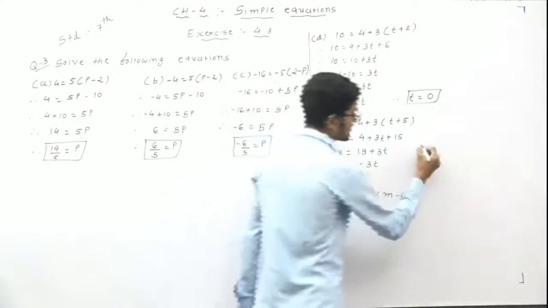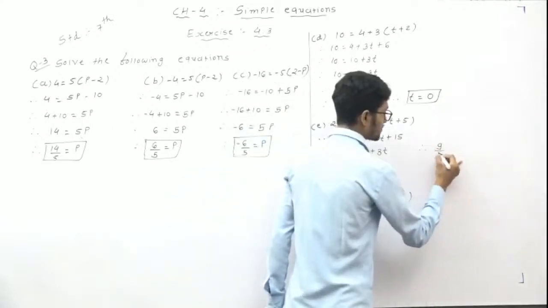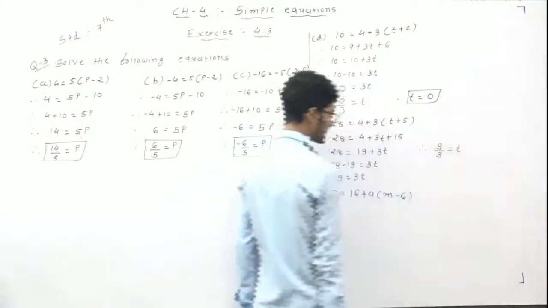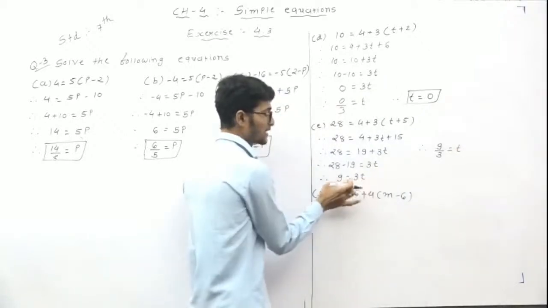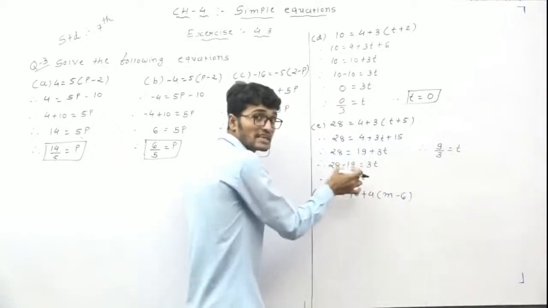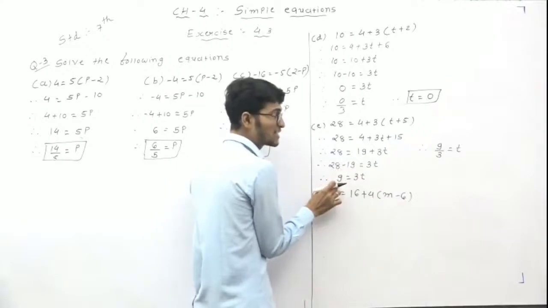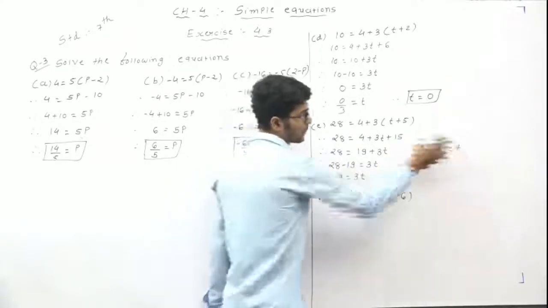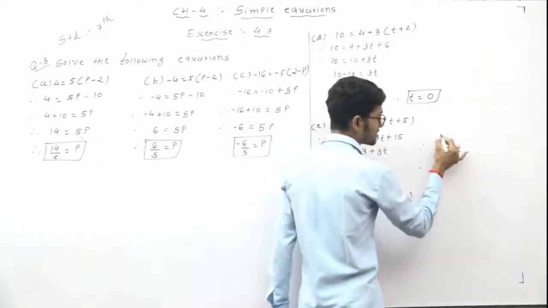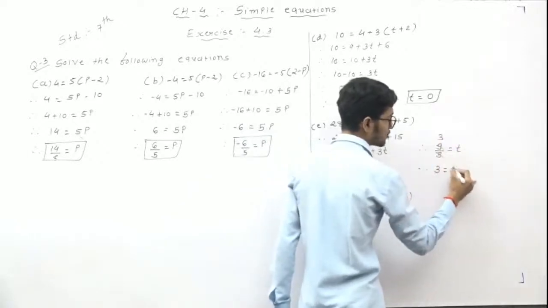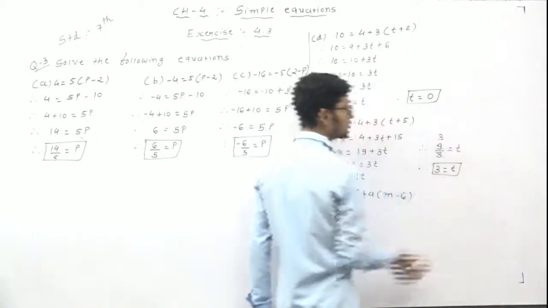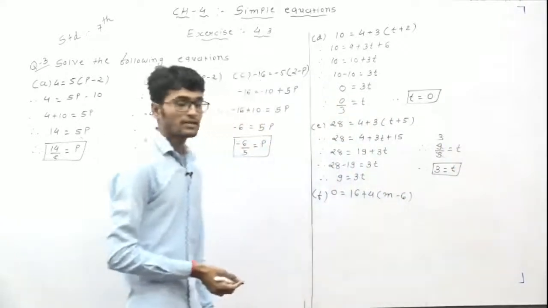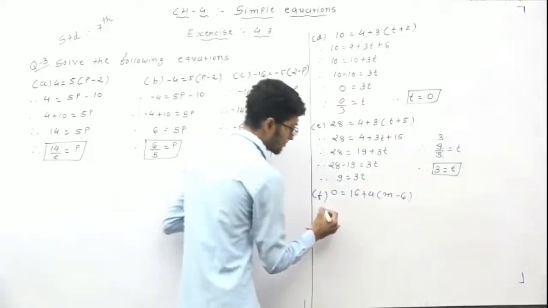Now 3 is multiplied on this side, so 9 by 3 is equal to t. It means both sides are divided by 3. Here divided by 3, it means 9 by 3. Here divided by 3, the 3 cancels, only t remains. 9 divided by 3 means 3 threes are 9. So 3 is equal to t. It means the t value is equal to 3. Clear? Same for the last one.